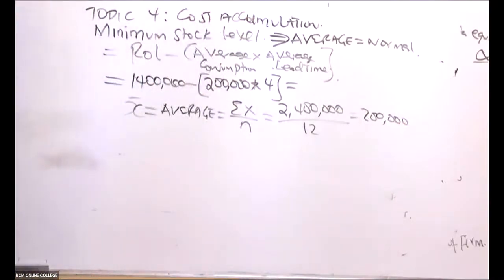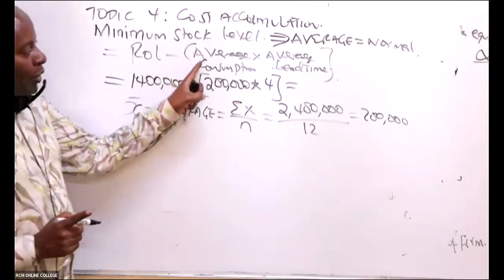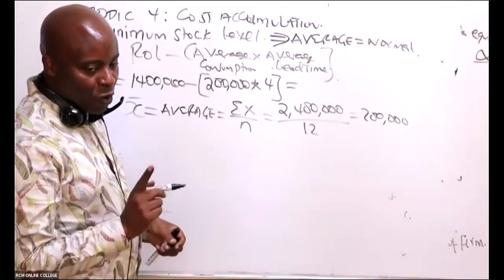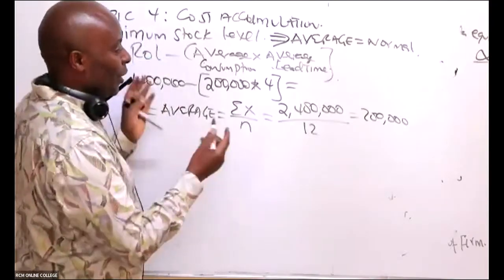So then you'll be able to take your average consumption, which is 200,000, times the average lead time, which is what here, somebody? 4. So then at the end of the day, what figure shall we get?